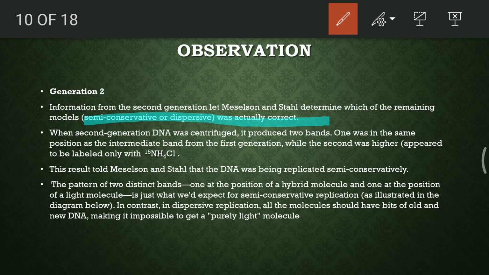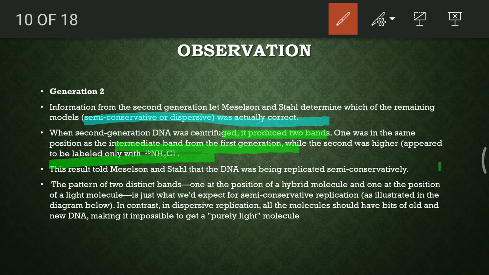When second generation DNA was centrifuged, so after about 20 minutes, when it is again centrifuged, we see that two bands were produced. One was in the same position as the intermediate band of the first generation, and the second was higher. So a heavy strand was precipitated at the bottom, and an intermediate strand was precipitated in between, at a little higher range than the lower one.